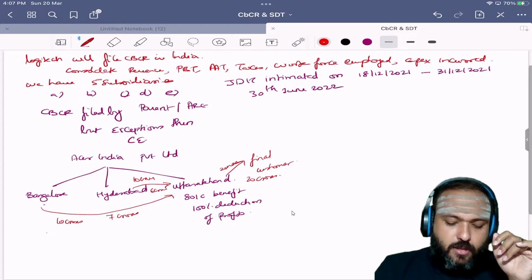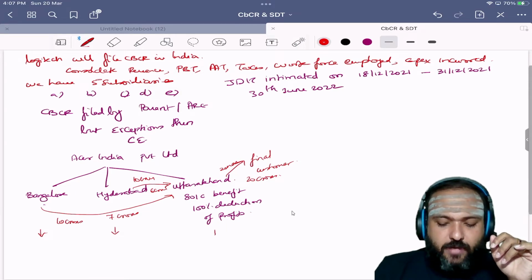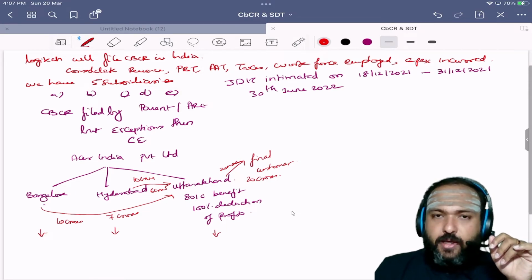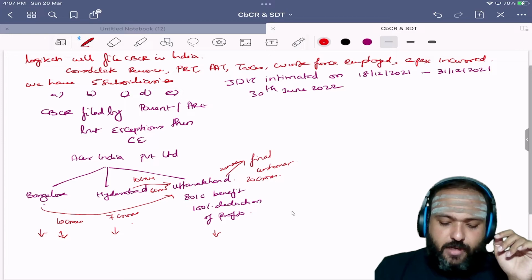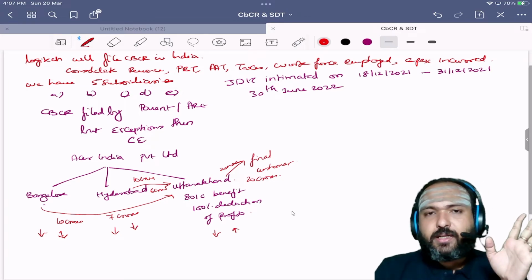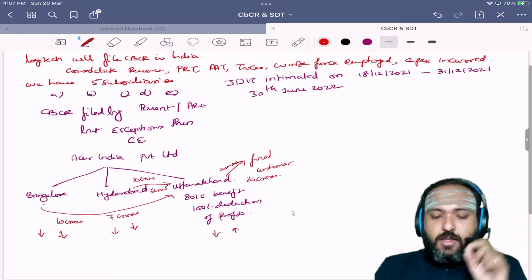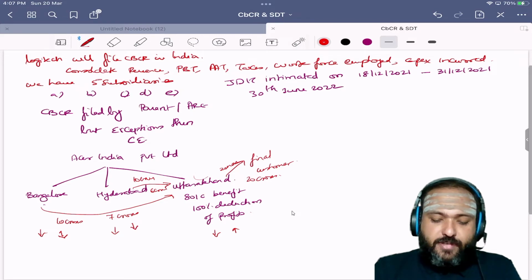Revenue of this particular division will be down. Revenue of this division will be down. Cost of this division will be down. Okay. Profit of this division will be down. Profit of this division will also be down. Whereas profit of this division will be up. Correct? Why? Because they have sold at higher rates, purchased at lower rates, this division.